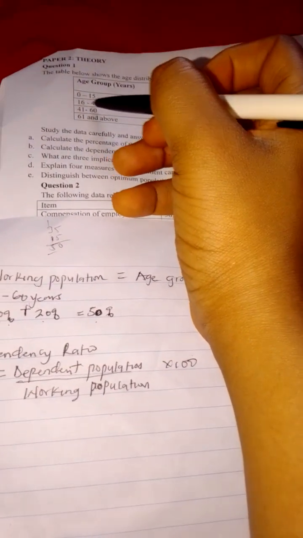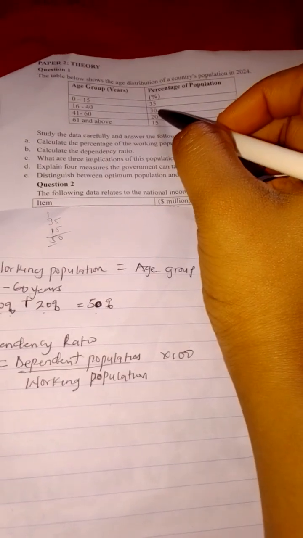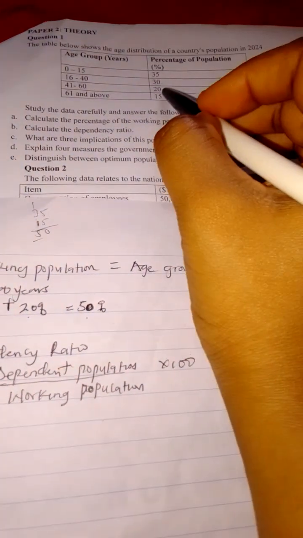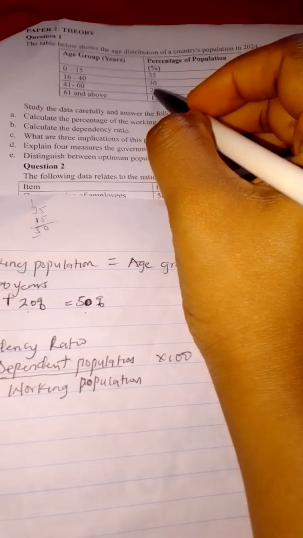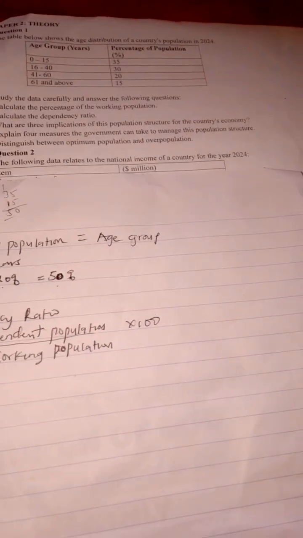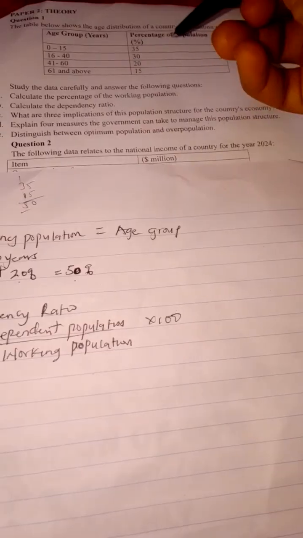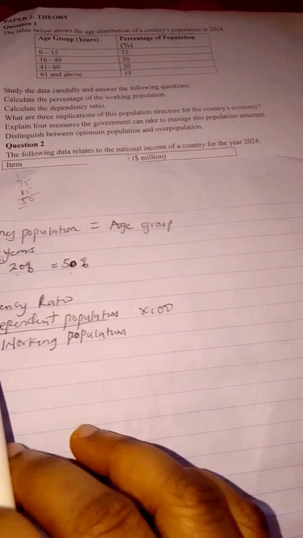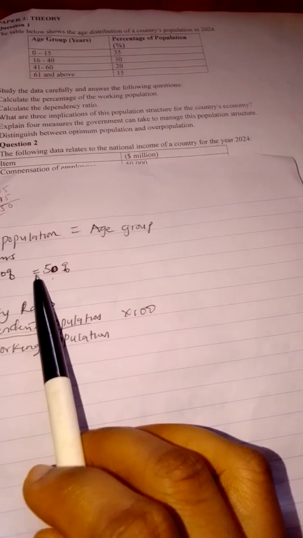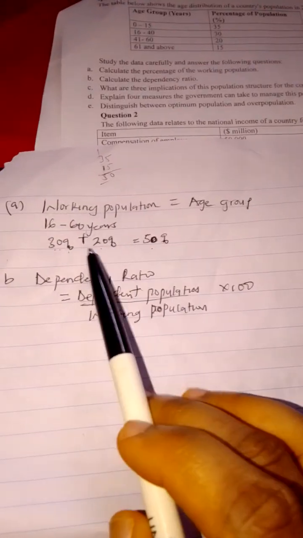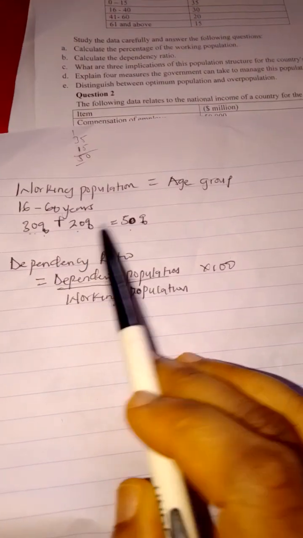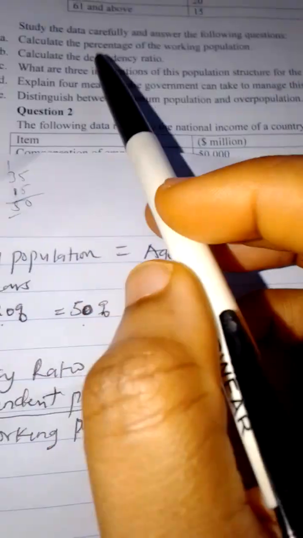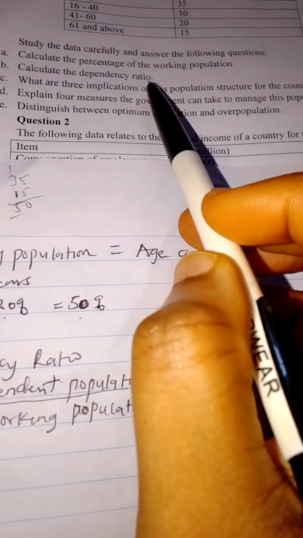Within 16 to 40, we have 30%. Within 41 to 60, we have 20%. So these two are the working population, those people who are hale and hearty, who are working. So we have 30% plus 20%, which gives 50%.